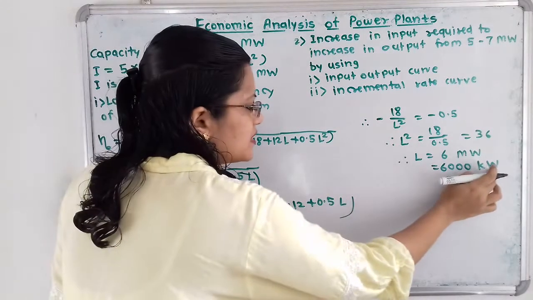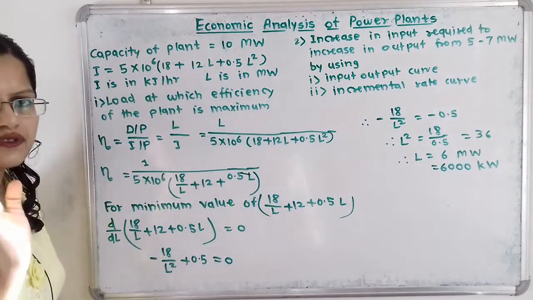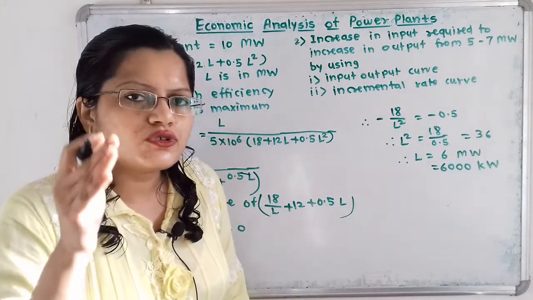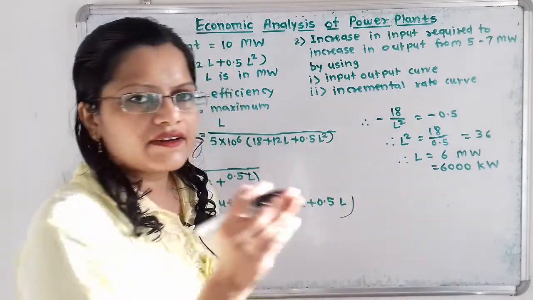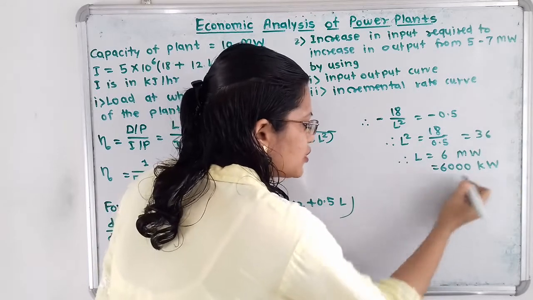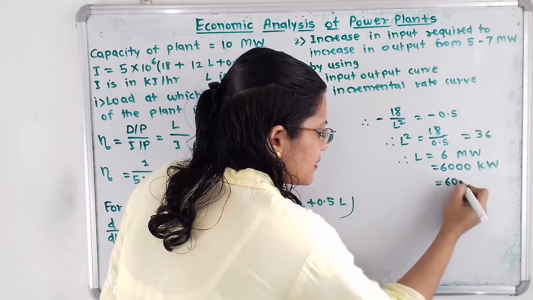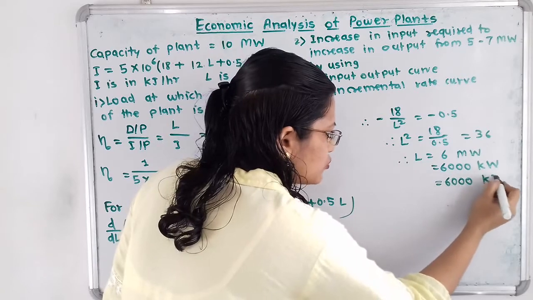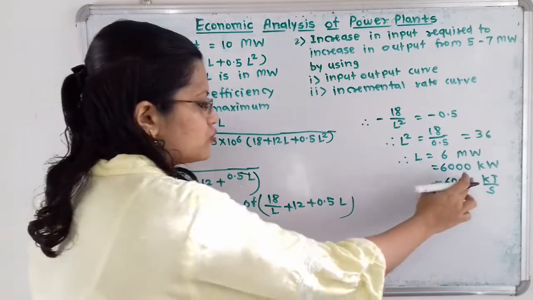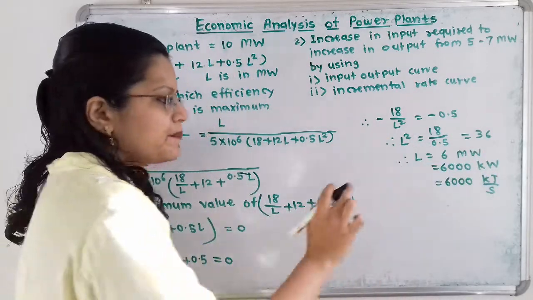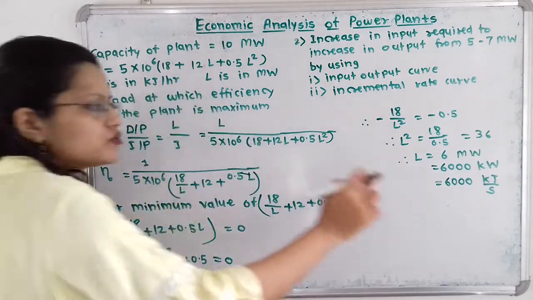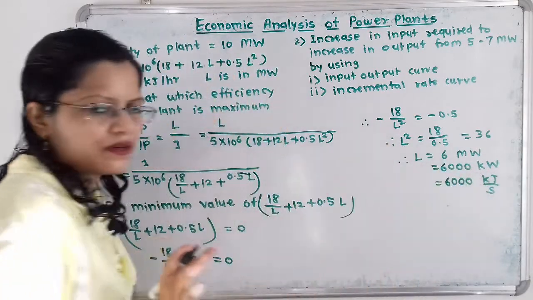So we will convert this kilowatt into kilojoule per hour. So how to convert? Now what is the meaning of kilowatt? Joule per second is nothing but watt. So I can write this kilowatt in the form of kilojoule, that is 6000 kilojoule per second, because we know that joule per second is nothing but watt. So kilojoule per second is equal to kilowatt. But what is the value of I? So I is in kilojoule per hour. So we will convert this into kilojoule per hour.